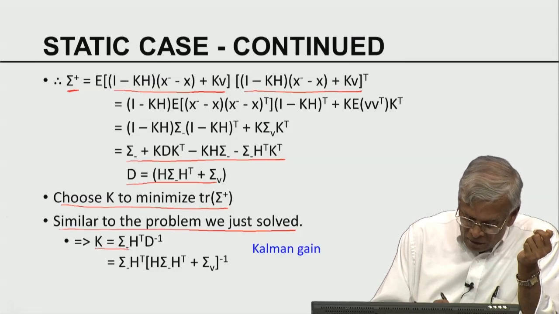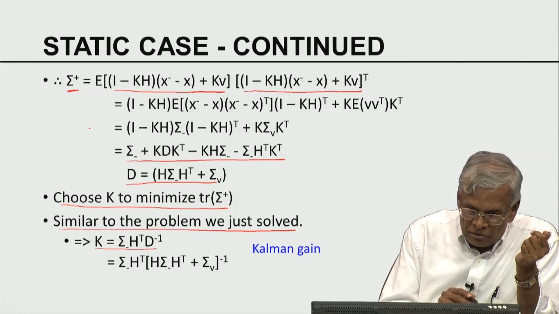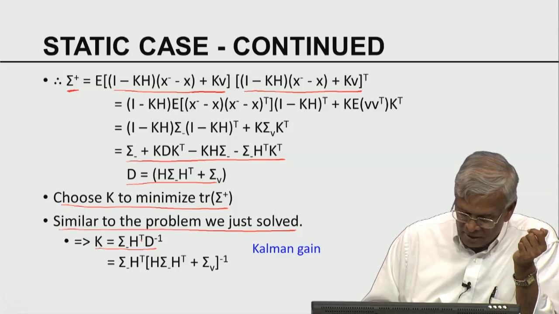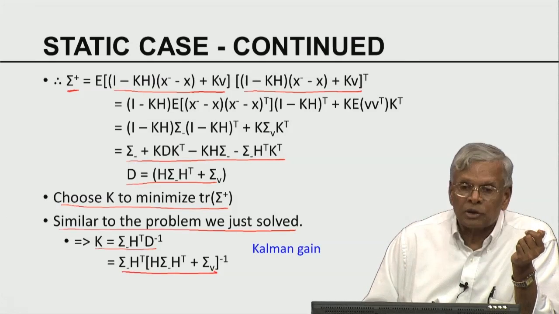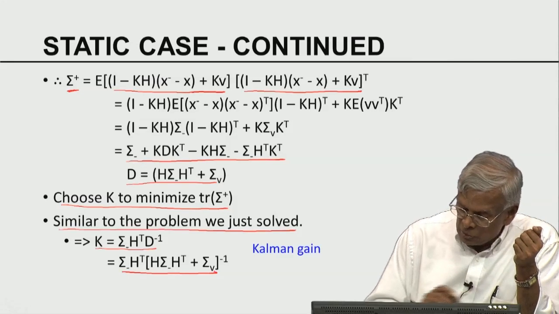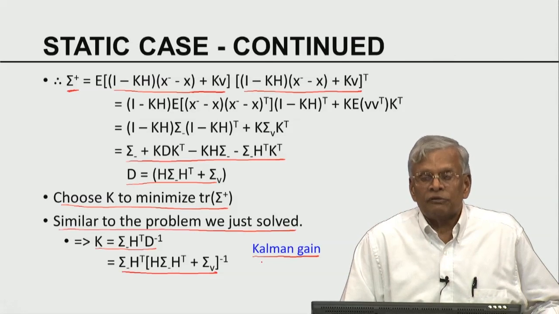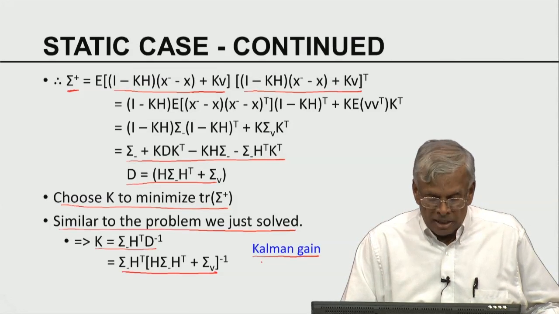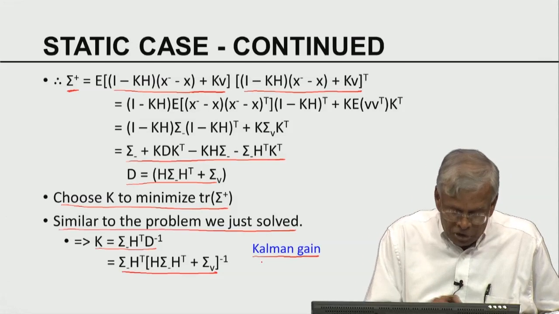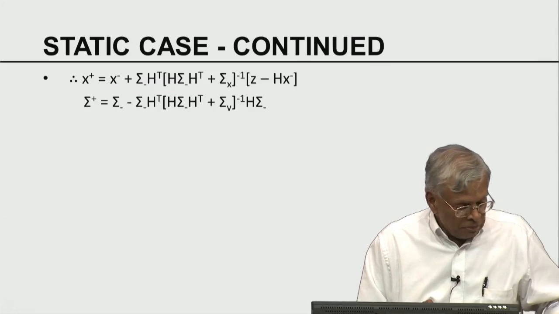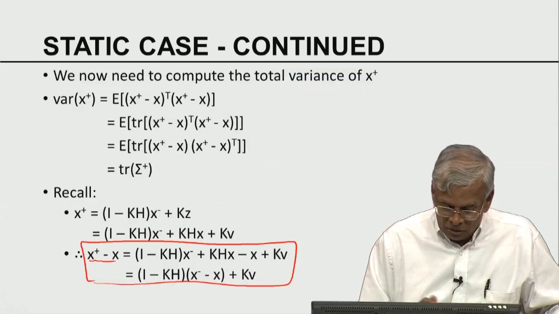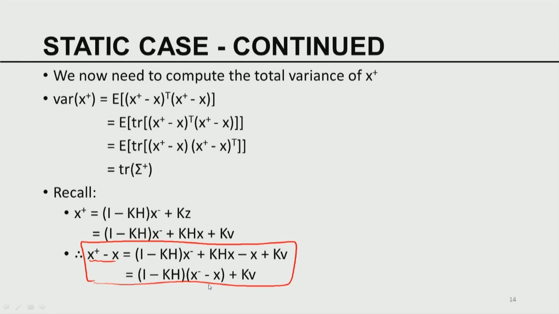So the K that minimizes the trace of sigma plus is given by that. This K takes this particular form, and this K has a special name. It's called the Kalman gain, in honor of Kalman, who derived the filter for the first time in 1960. So we substitute this K. Please go back. This is the structure. Into the structure we are going to substitute the value of optimal K.